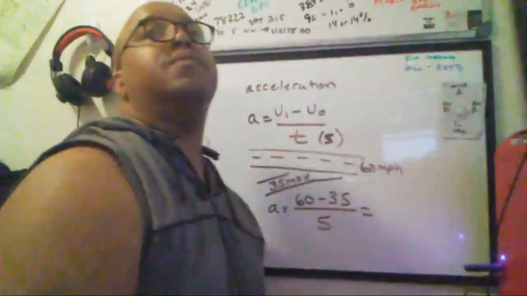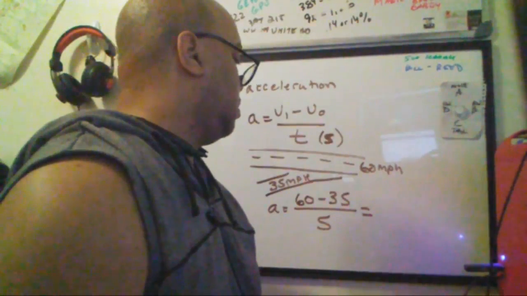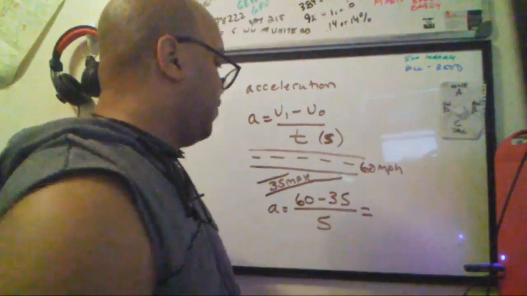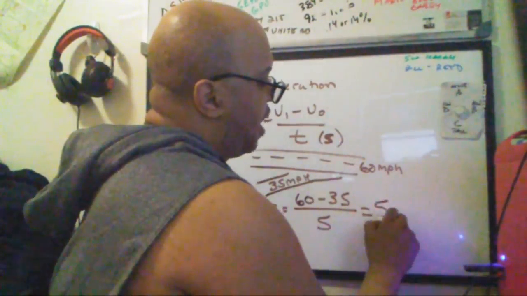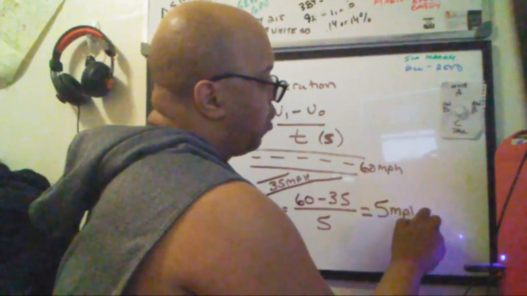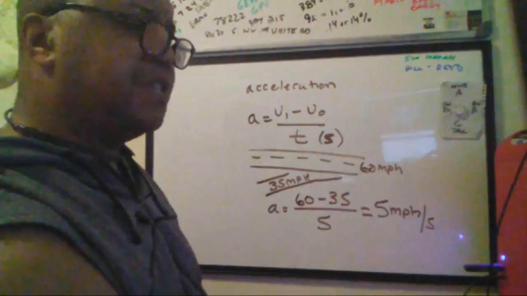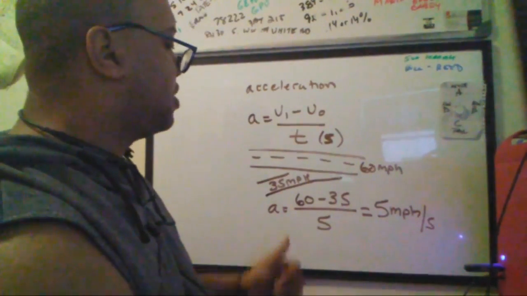Equals 5. 60 minus 35 is 25. Over 5 is 5. So what we have achieved in acceleration is 5 miles per hour per second. What does that mean? 5 miles per hour per second. That is your acceleration rate.